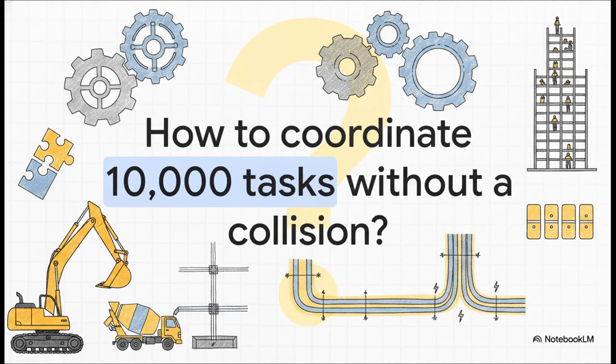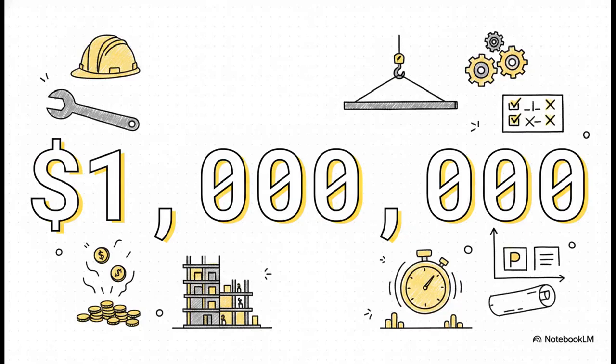Seriously, just think about that for a second. How on earth do you coordinate 10,000 individual, highly specific tasks without a single collision? We're talking about scheduling heavy machinery, pouring thousands of tons of concrete, wiring massive electrical grids, and managing hundreds of workers, all in the exact same physical space and often hundreds of feet in the air. Building a mega project is this incredible logistical and physical puzzle. It's a high-stakes environment where one single misstep doesn't just mean a minor headache, it literally cascades through the entire project. Okay, let's dive into this.